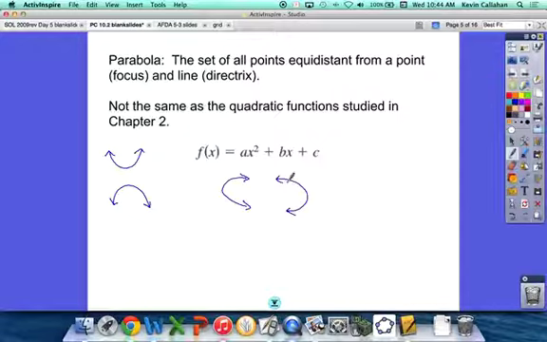It's the set of all points that are equidistant from a point and a line. Okay, now what does the word equidistant probably mean? Equal distance, right? And these are vocabulary words. The point is called the focus, and the line is called the directrix. So we'll see on the next slides what that means.